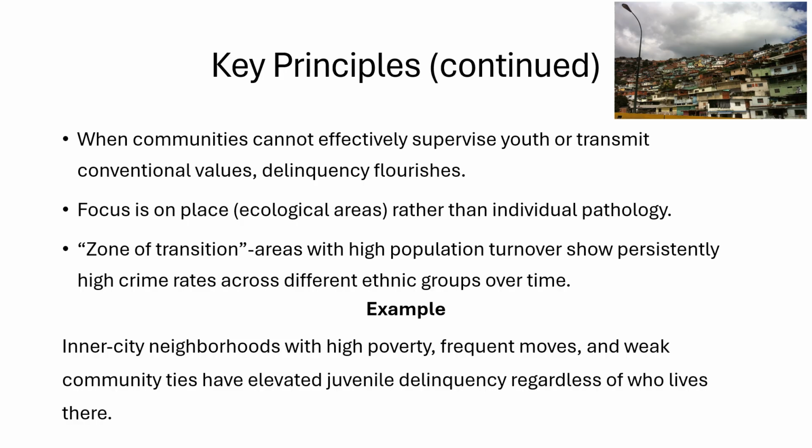It focuses on place, ecological areas, rather than individual pathology. It has a zone of transition, which we call areas where high population turnover shows a persistently high crime rate for different ethnic groups or over time. An example of social disorganization theory would be inner city neighborhoods with high poverty, frequent moves, and weakened community ties have elevated juvenile delinquency regardless of who lives there.